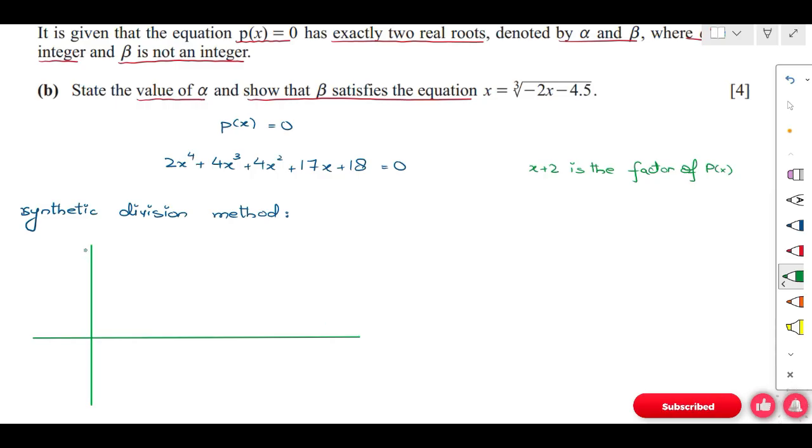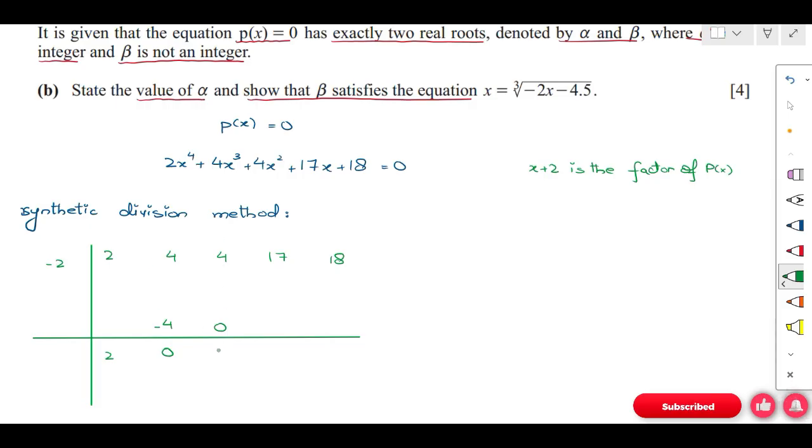Now here we can write down the coefficients of x to the power 4, the coefficient of x cubed, the coefficient of x squared, the coefficient of x, and the constant term is 18. The x value should be negative 2 over here. So bring the first term down as it is. Negative 2 times 2 is negative 4. When you add them up, it becomes 0. Negative 2 times 0 is 0.